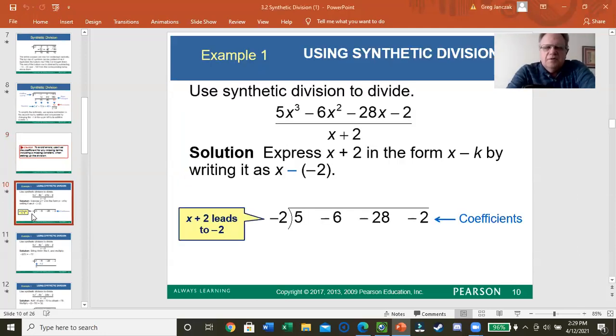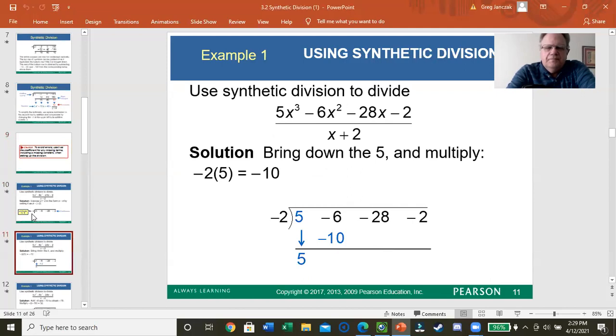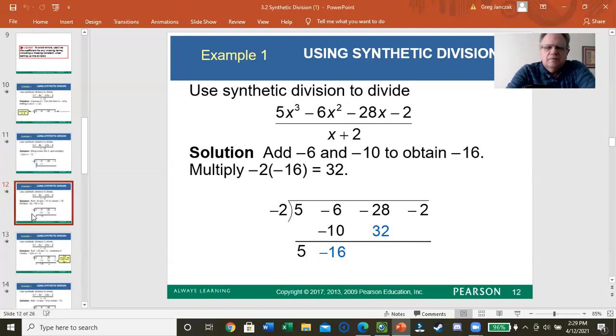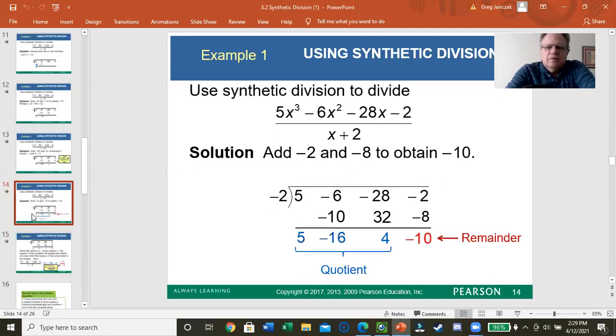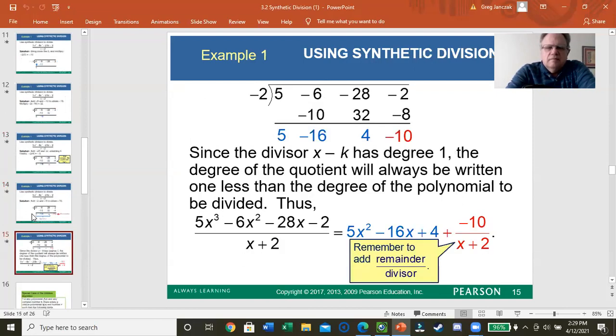And here's the explanation of what we just did. We talked about dropping it down and multiplying. This is using the long division. Now they have plus a negative 10, but it's basically the same thing.